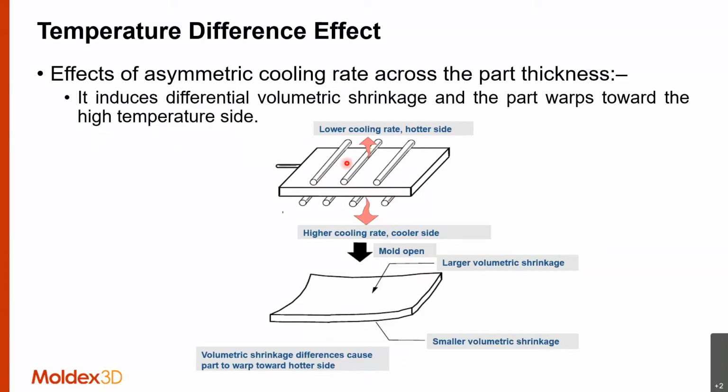The first one, on the top side, we have 3 cooling channels, and at the bottom side, we have 4 cooling channels. So heat removed on the top side will be comparatively lower compared to the heat removed by the bottom side, because the bottom side has 4 cooling channels. So cooling efficiency at the bottom side will be higher compared to the top side.